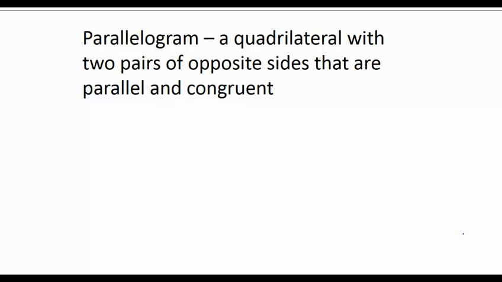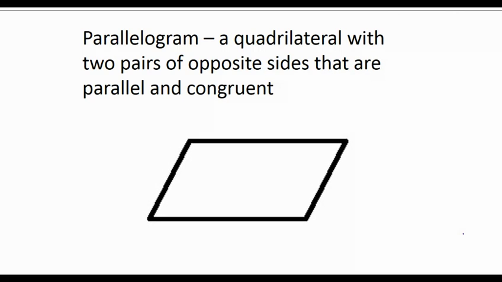So for example, we could talk about a parallelogram. That is a quadrilateral that has 2 pairs of opposite sides that are parallel and congruent. Here is an example of that. You can see that this side and this side are parallel to each other and they're the same length. Same thing with this side and this side. They're parallel to each other and congruent. So that makes this a parallelogram. Remember, congruent means equal. So it has 2 pairs of opposite sides that are parallel and congruent.